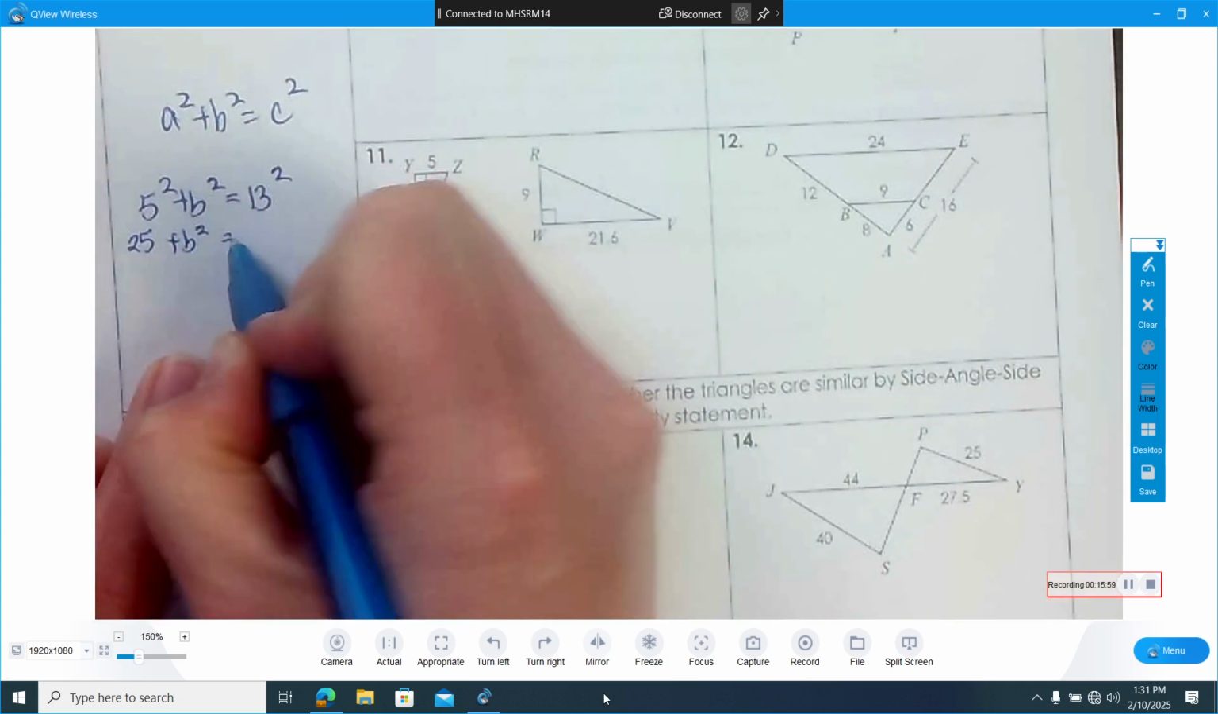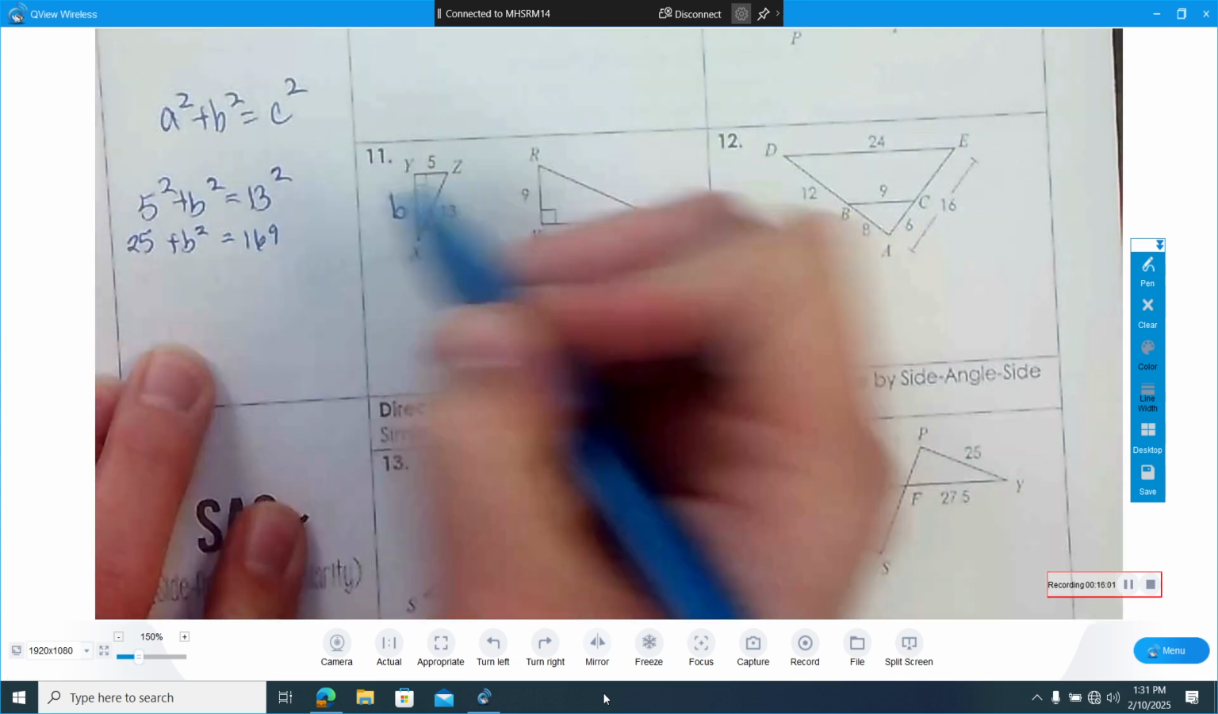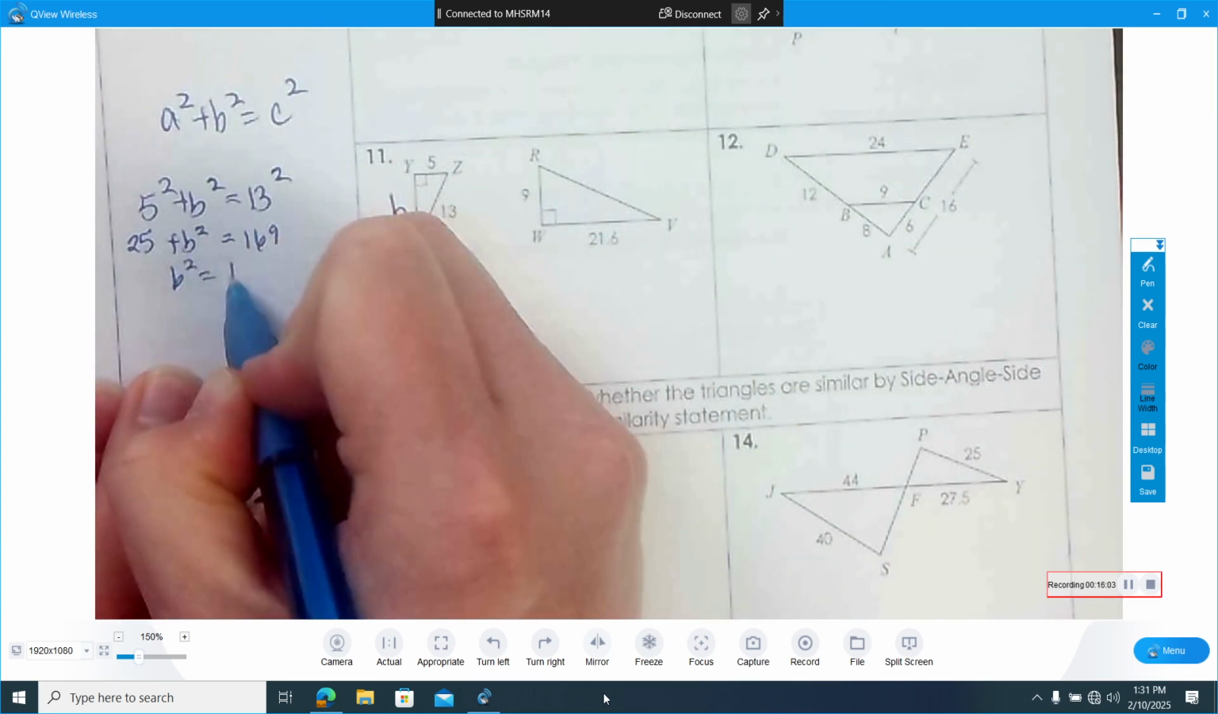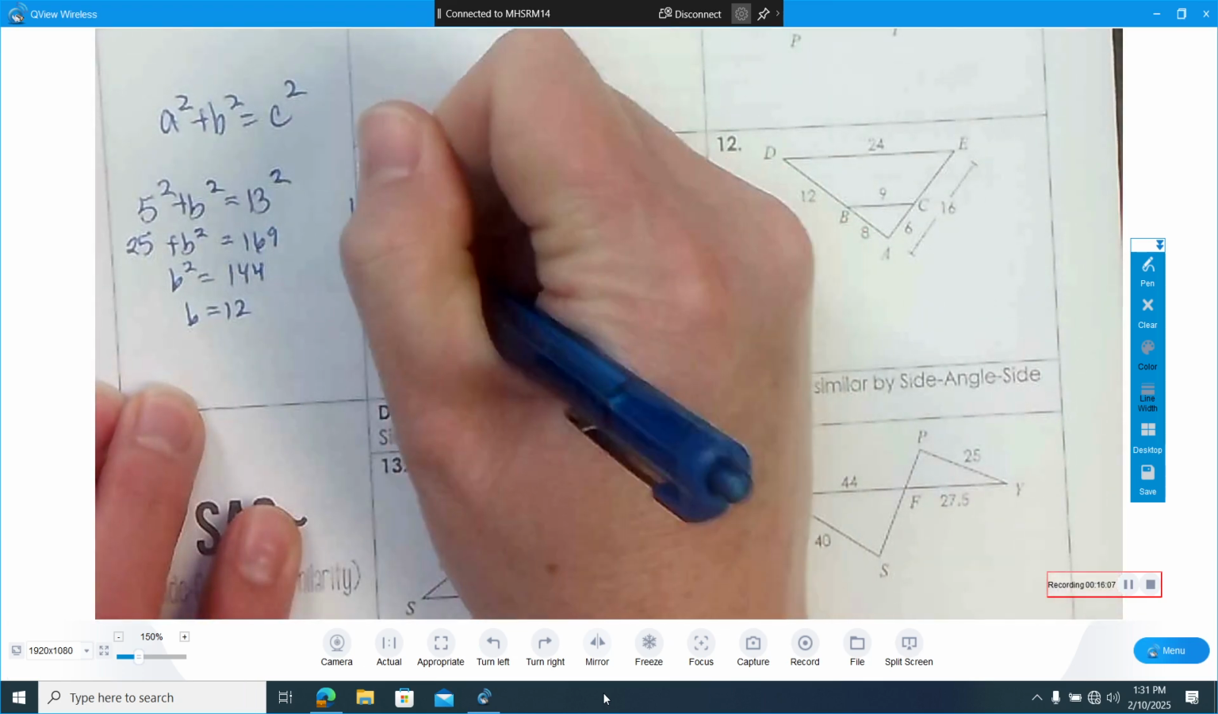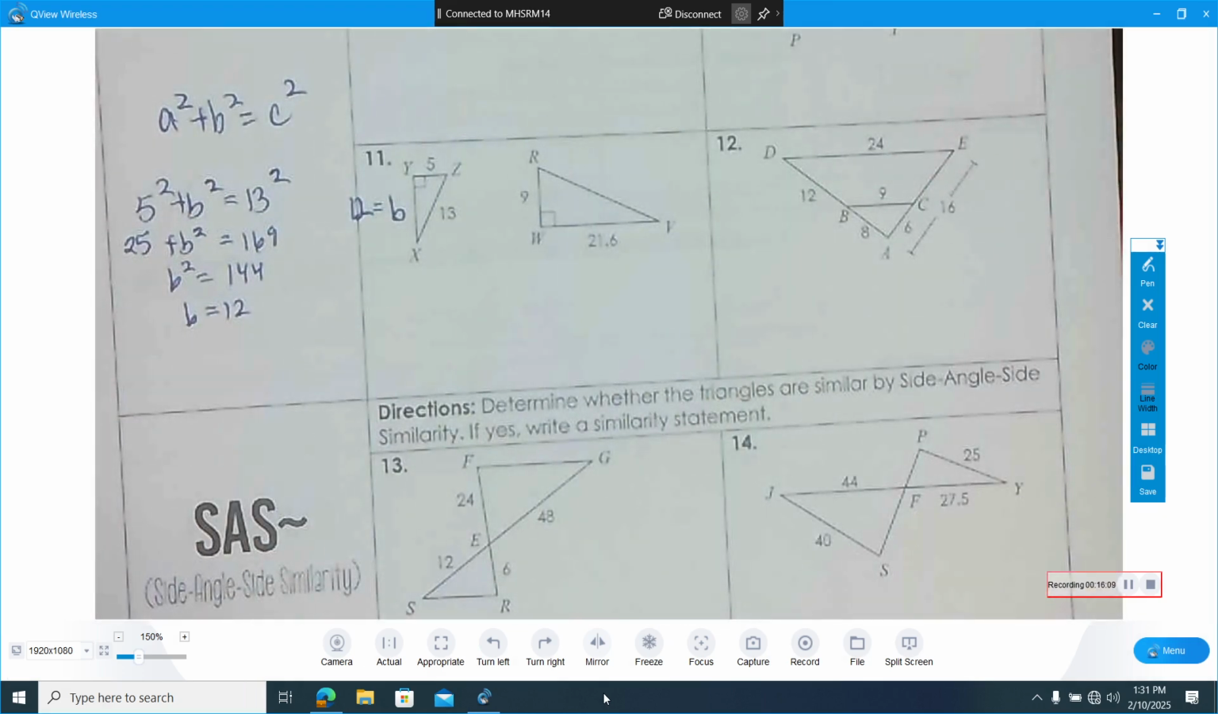Twelve. B equals 12. That is a Pythagorean triple. 5, 12, 13 is a good one to know. What's another Pythagorean triple? 3, 4, 5. 3, 4, 5 and 5, 12, 13.